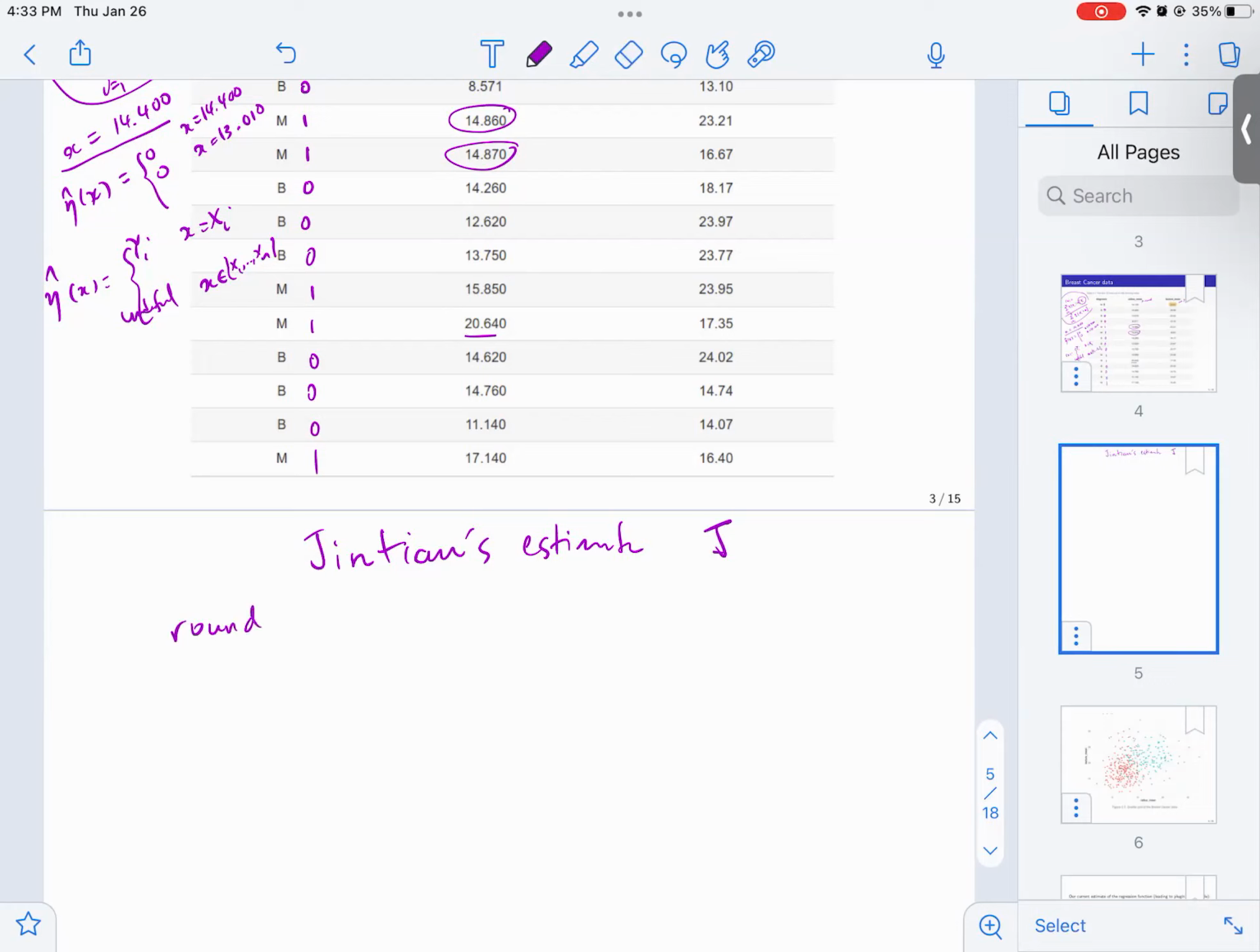So the round estimator, or J estimator for short: round x to, let's say, the nearest integer. It could also be to the second decimal point, like the nearest integer.